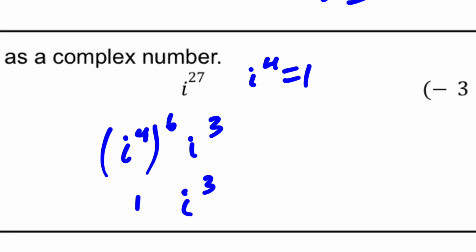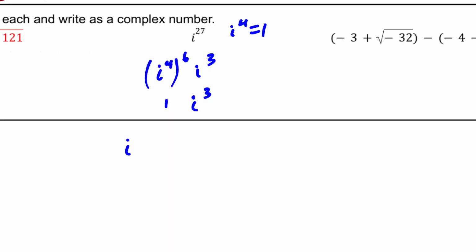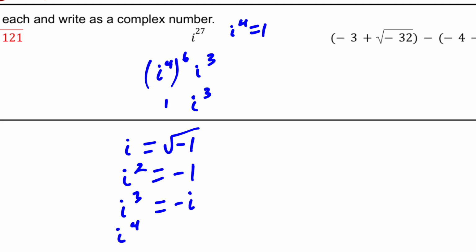And if you remember, there are only 4 values you need to know, and they repeat. i is equal to the square root of negative 1. i squared is negative 1. i cubed is negative i. And i to the 4th is 1. So this answer is going to be negative i.